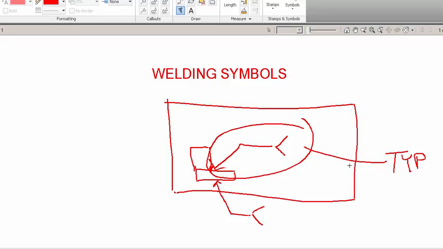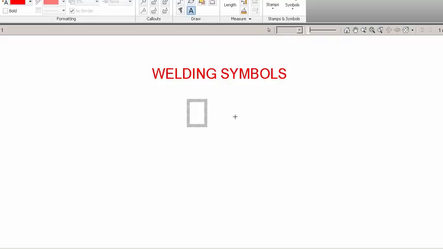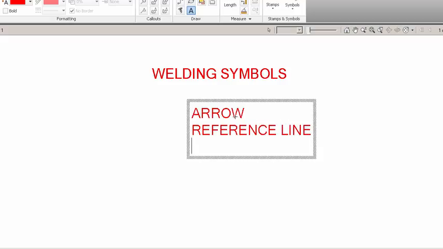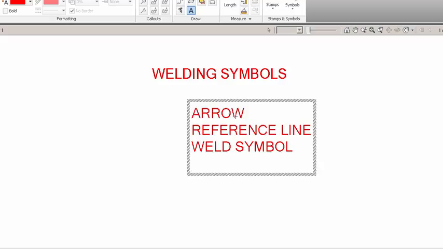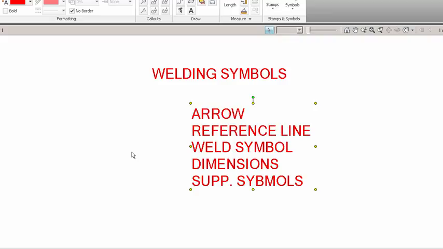A weld symbol essentially is going to be broken down into several characteristics, or several components. First of all, you're going to have the arrow, and we're going to take a look at the imagery here in a second. A reference line. You're going to have a weld symbol. And I know you're saying, well, I thought we were talking about weld symbols. Well, the weld symbol is actually a component of a weld symbol. Dimensions. And supplementary symbols or specifications, other stuff that's going to be attached to the weld symbol that tells you other things to go with. Let's start off with some of the basic.